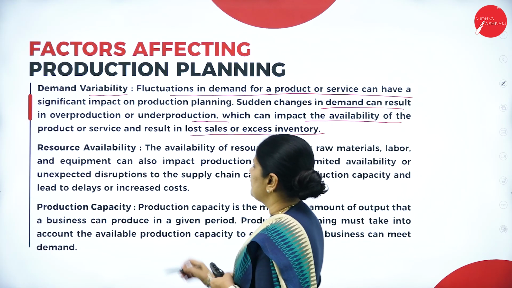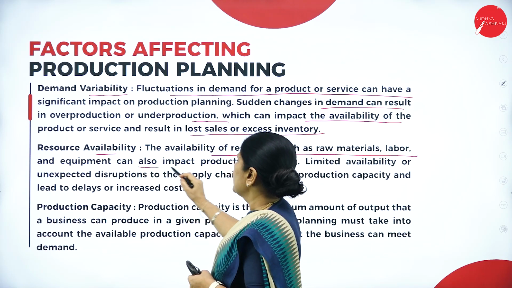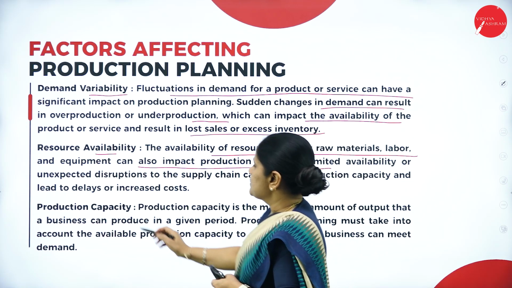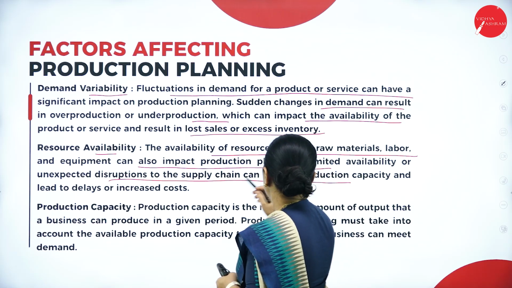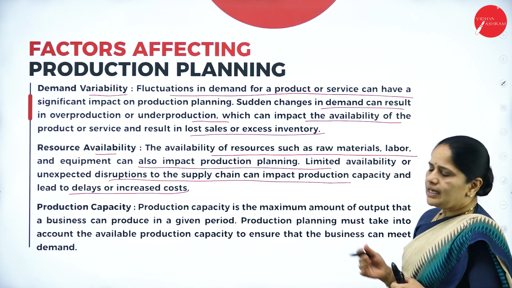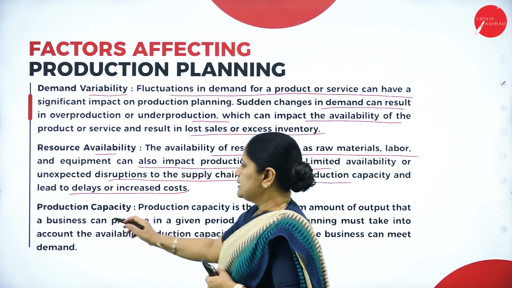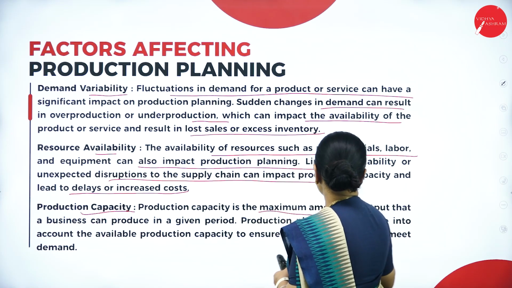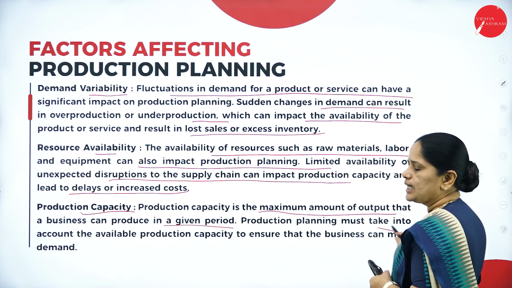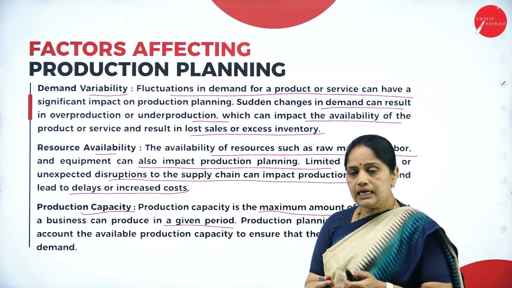Then resource availability. The availability of resources such as raw materials, labor and equipment can also impact production planning. So, limited availability or unexpected disruptions to the supply can impact production capacity and lead to delays or increased costs. So, resource availability should be ensured when you are planning for production. Then the production capacity, it is the maximum amount of output the business can produce in a given period. It must take into account the available production capacity to ensure that the business can meet the demand.